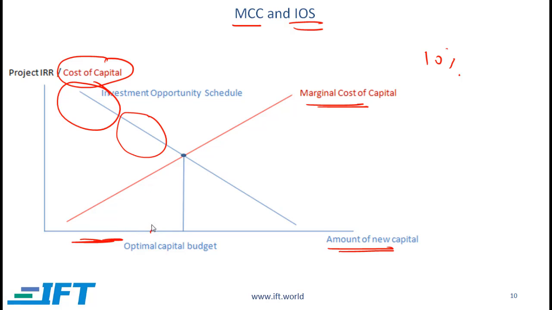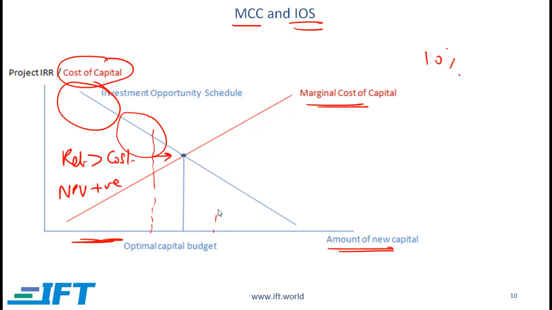If you are at this point over here, then the return that you are getting on your projects is greater than the cost of capital, and that means that you are adding value. The NPV of doing these projects is positive. So it makes sense to keep going. As long as you are to the left of the optimal capital budget, it makes sense to raise new money and do projects because the return is more than the cost, so the NPV is positive.